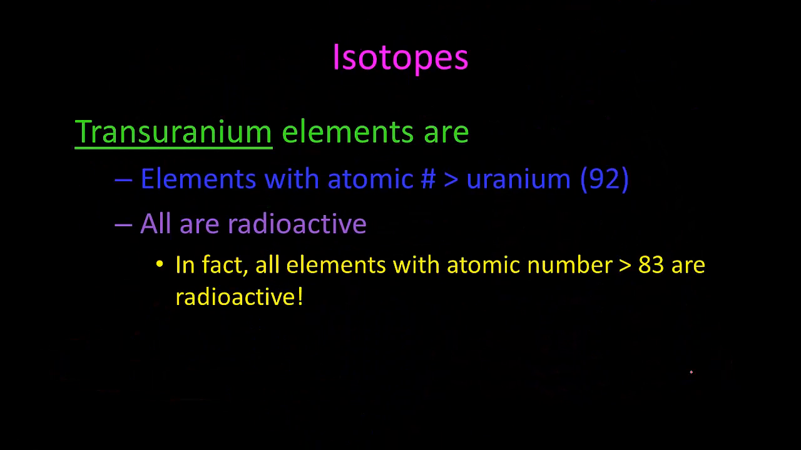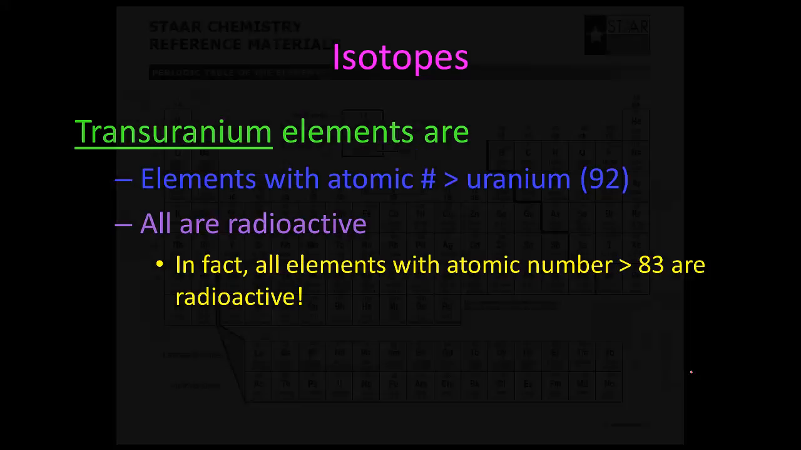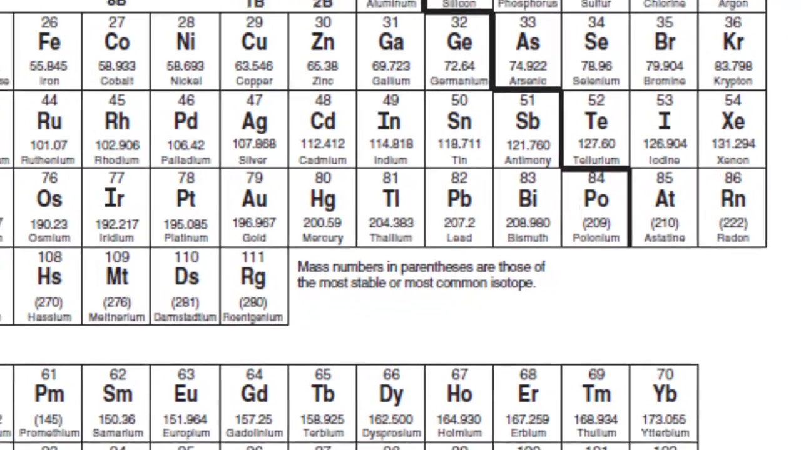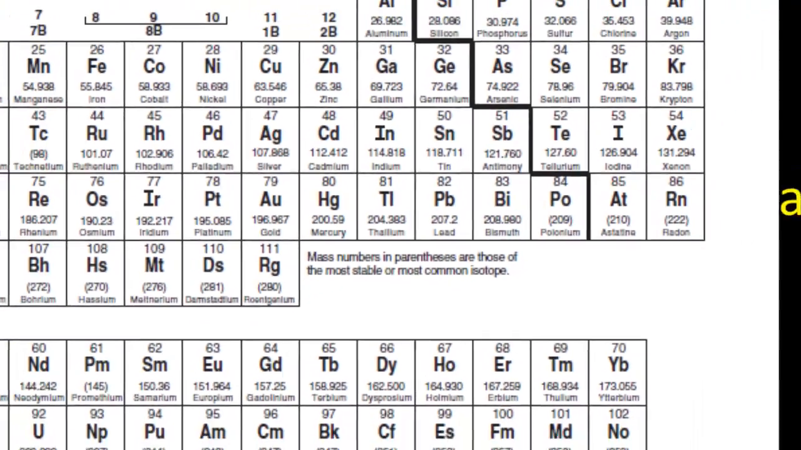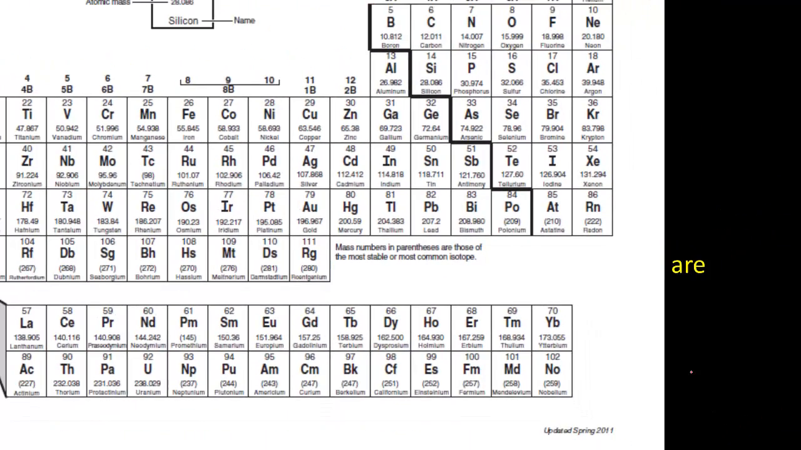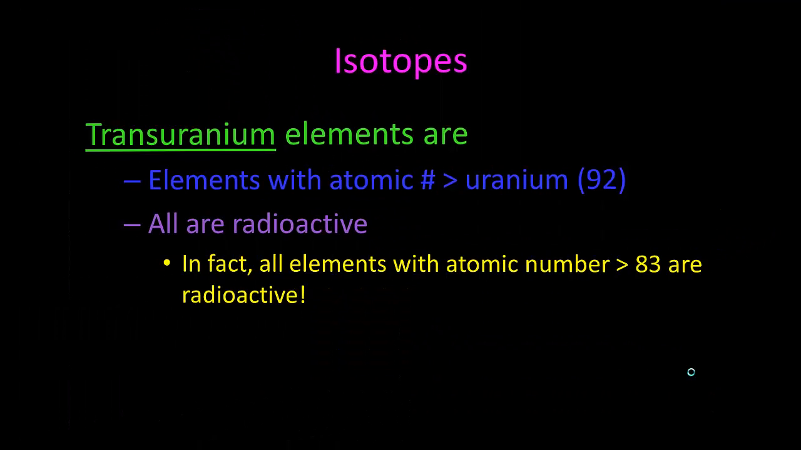Transuranium elements are elements with an atomic number greater than uranium's atomic number, which is 92. They are all radioactive. In fact, any element with an atomic number greater than 83 is radioactive, and the atom with the atomic number of 83 is bismuth. So the element that comes right after that is polonium, and anything after and including polonium is radioactive.